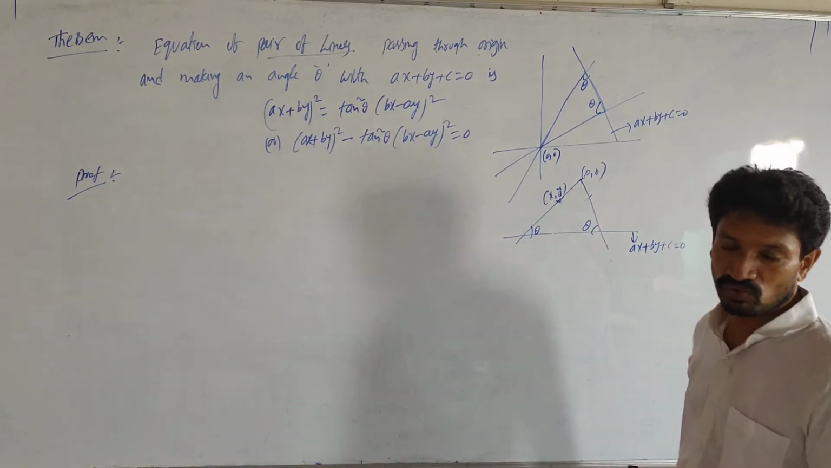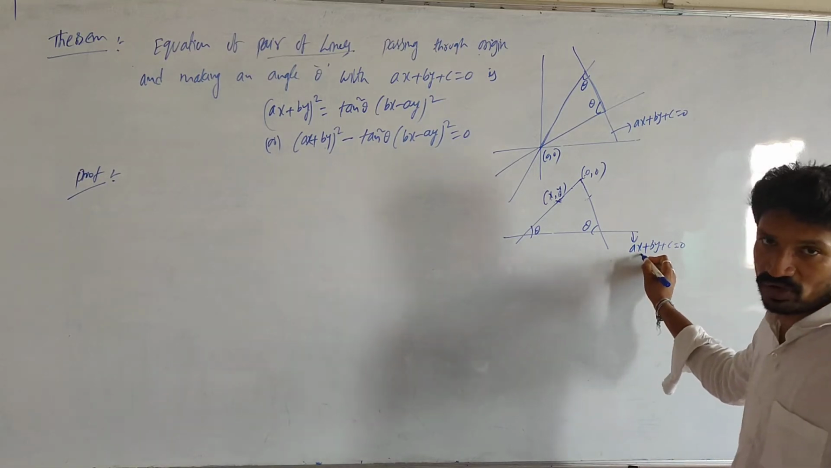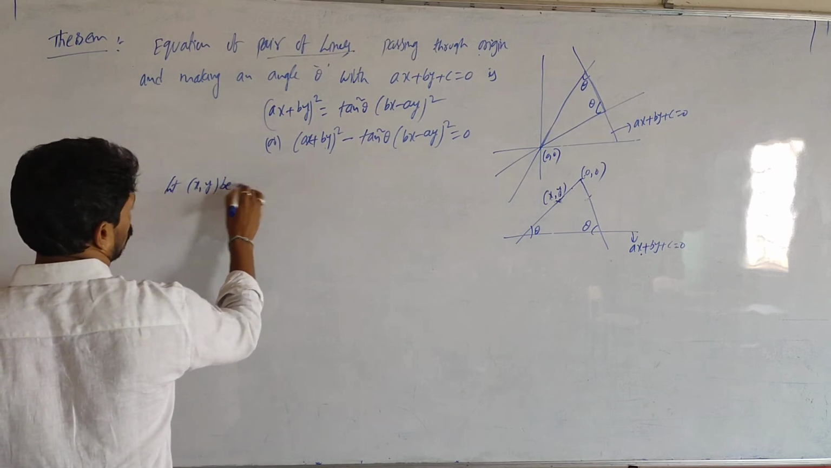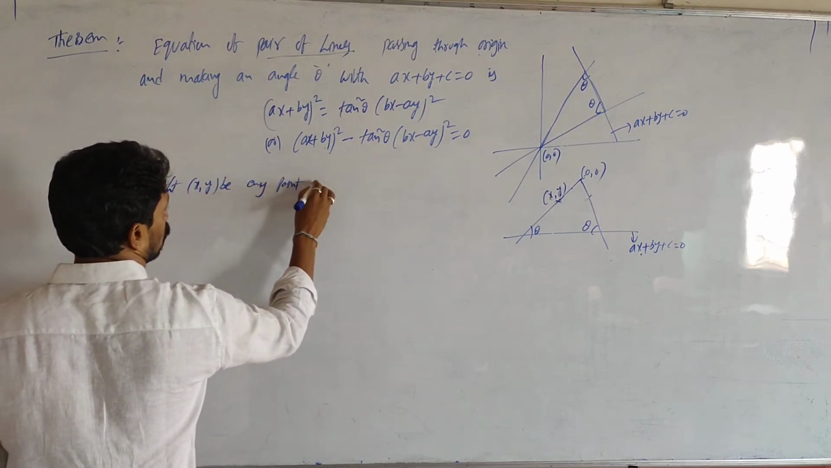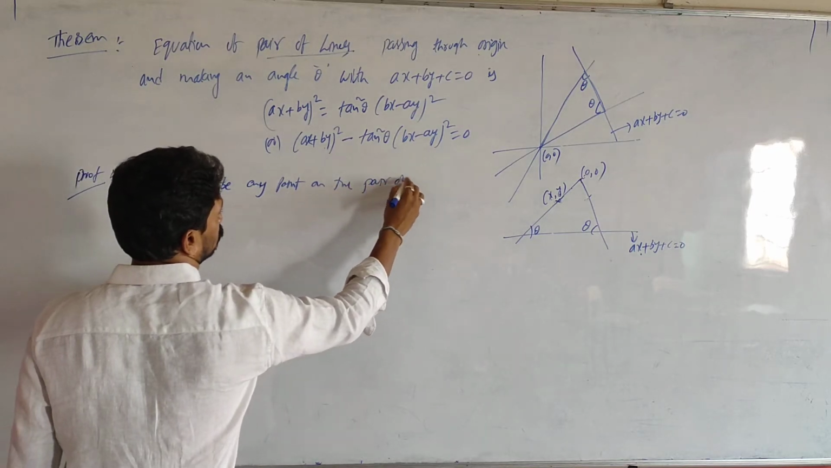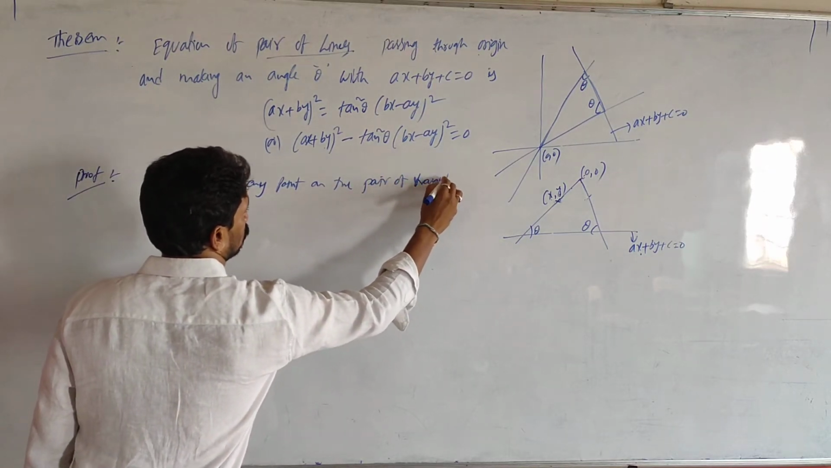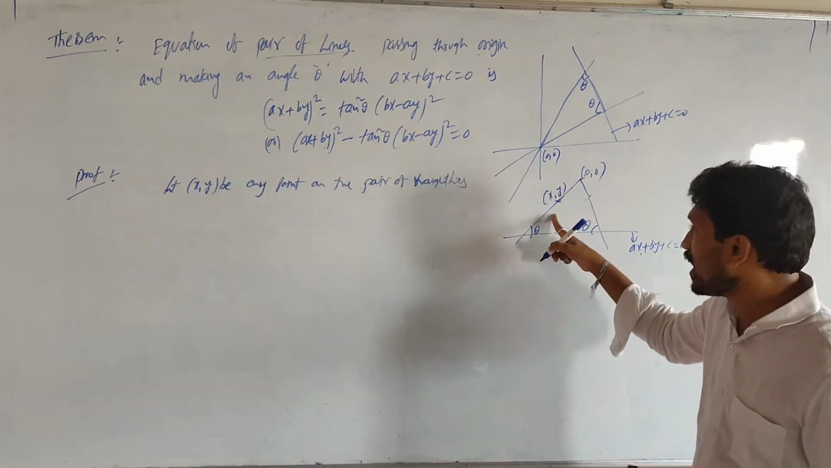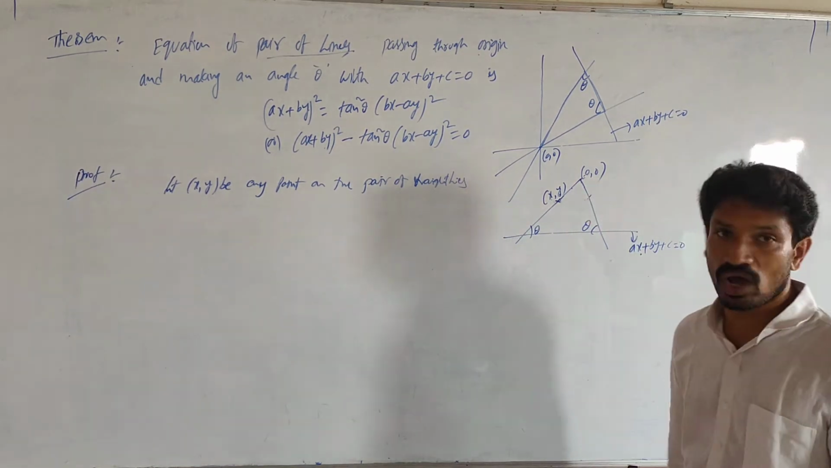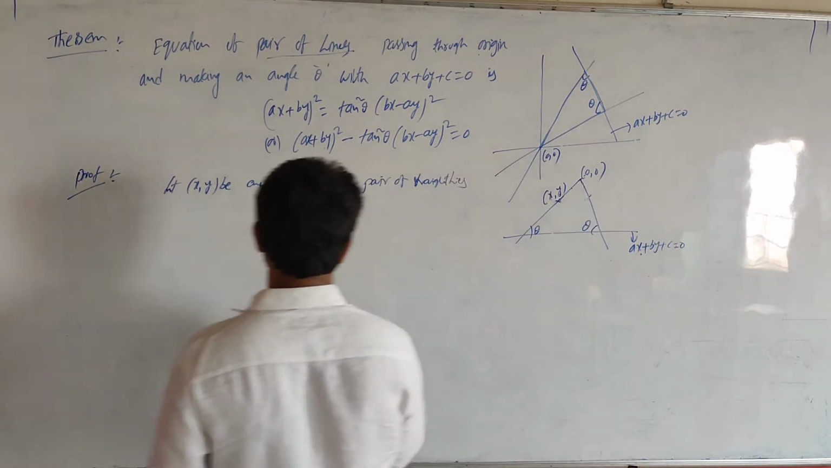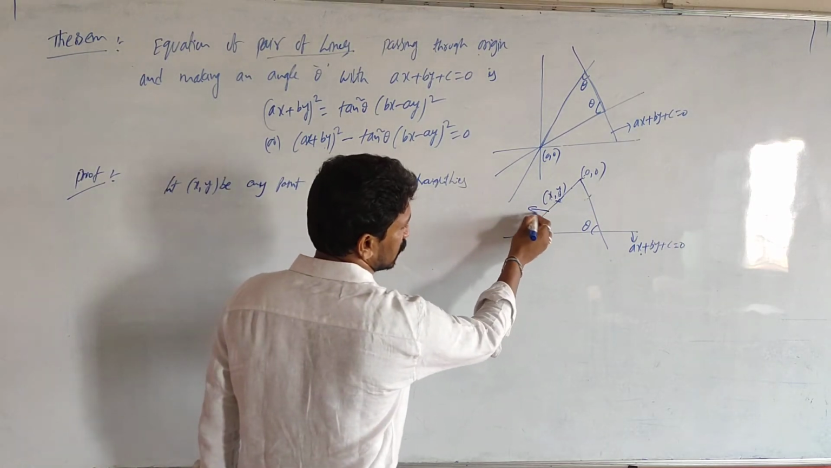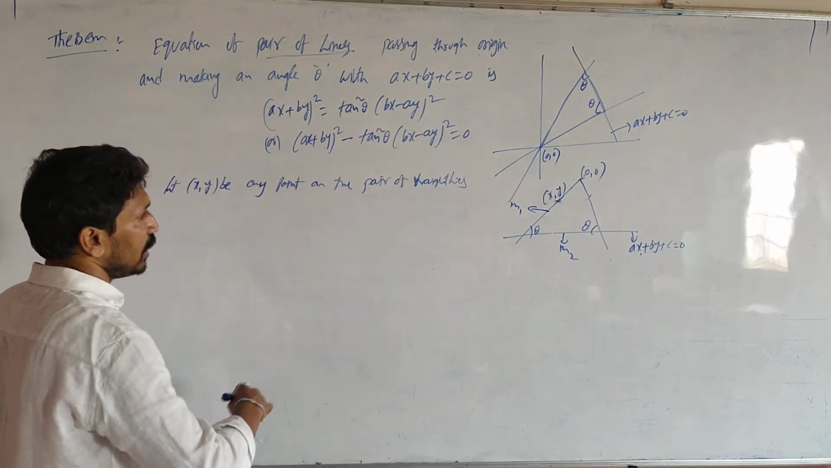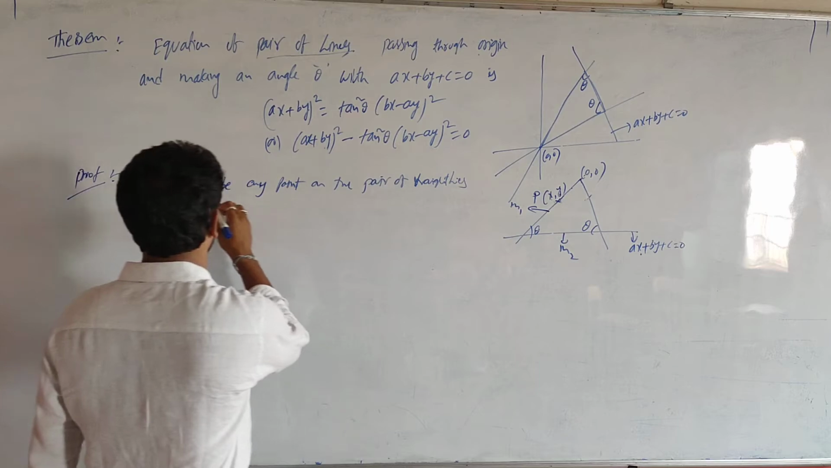Then you can see the slope of this one. And what is the slope of this one? You know very well. See, let x comma y be any point on the pair of straight lines. So of these pair of straight lines, one line is passing through x comma y and passing through origin. So the slope of this line, let us take this as m1, and this one m2. Let us take this as the point P, x comma y.